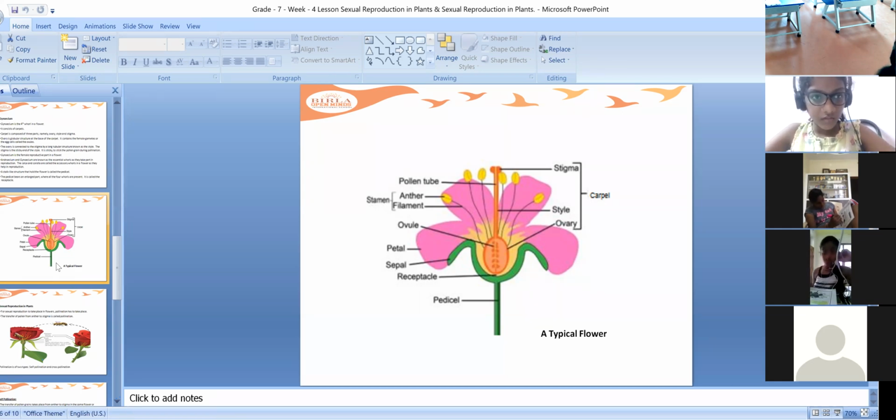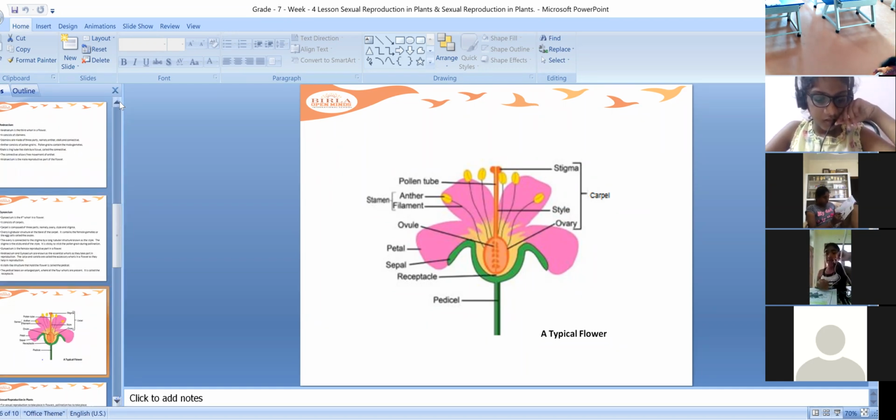Carpel comes under gynoecium. Carpel has how many parts? Three parts. What are they? Ovary, style, stigma. Okay. And now, what are the male reproductive organs which are present in androecium?